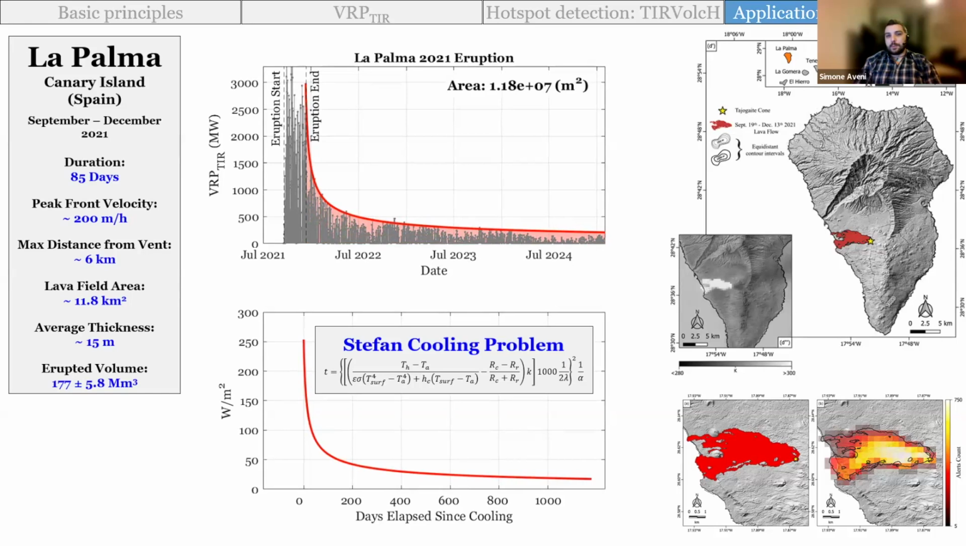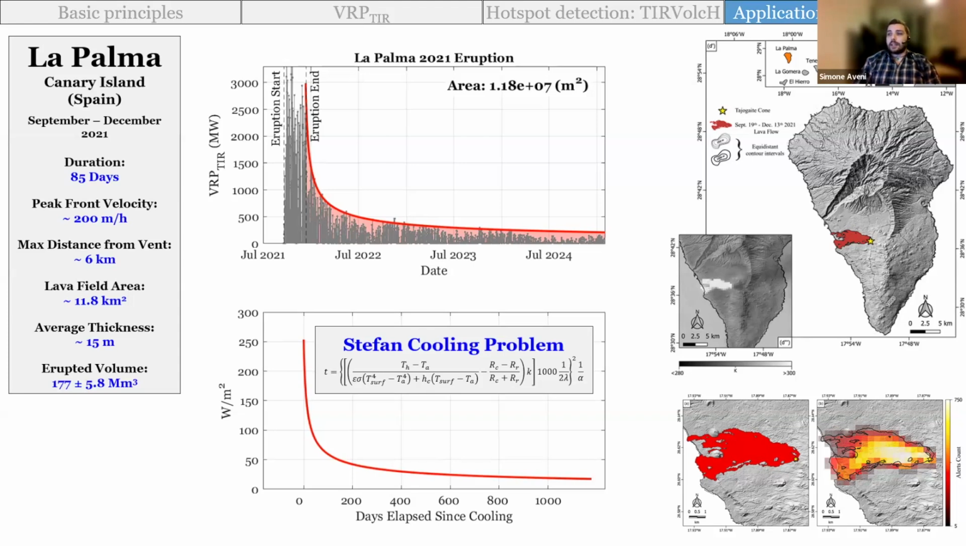So why is this important? It's important because it can tell us a lot about the energy lost through cooling. It can be important for post-emplacement and cooling dynamics. And also, on something that we're currently working on, we can perhaps estimate the erupted volumes starting from these cooling curves.